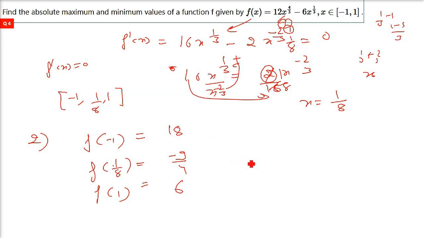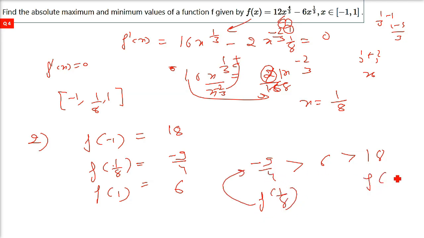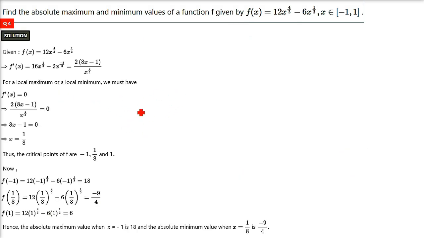So highest and lowest you can just place. This negative 9 by 4, and then we have 6 and 18. This negative 9 by 4 you got at f of 1 by 8, and this 18 was from f of negative 1. Negative 1 gave us the absolute maximum. 1 by 8 gave us the absolute minimum. This is the final result. This is what you are going to follow.